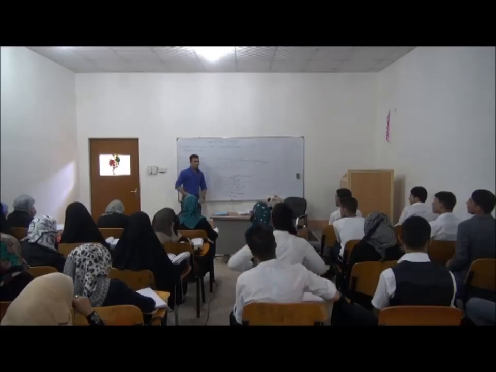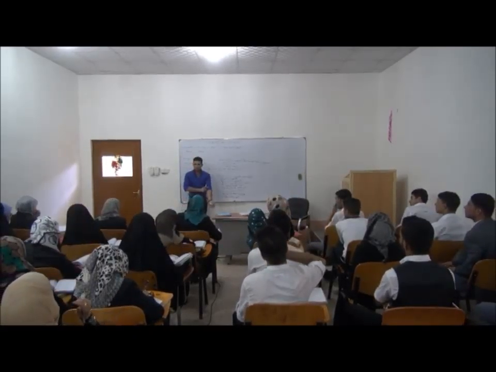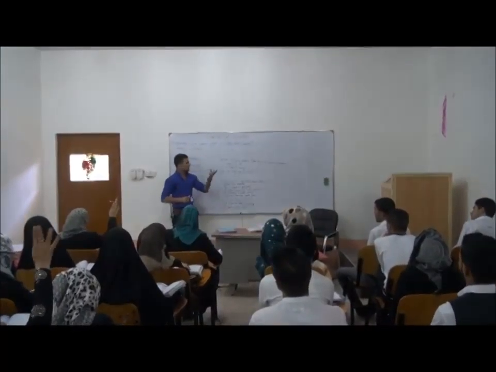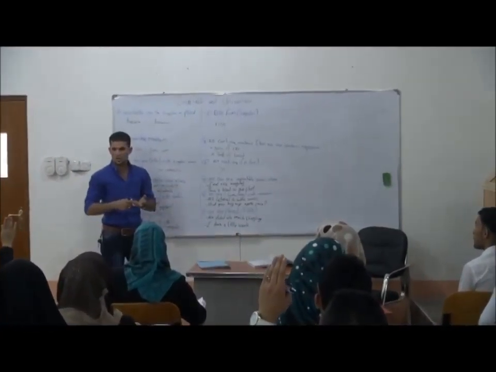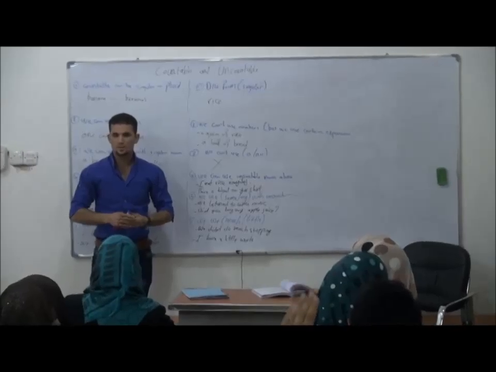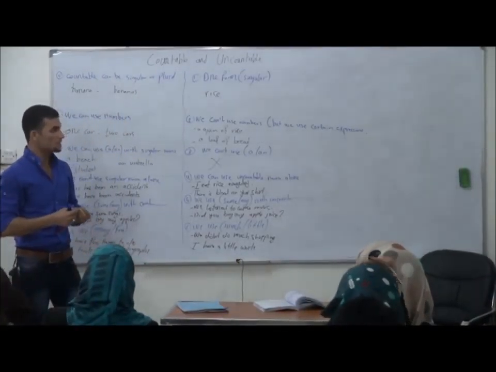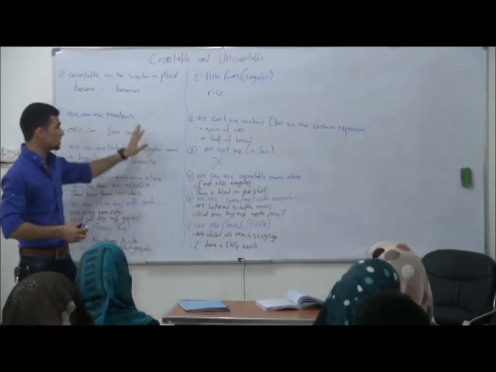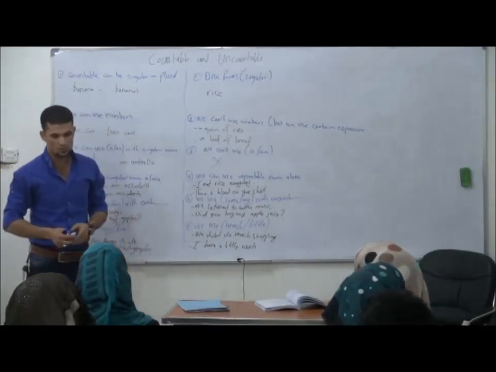Countable and uncountable nouns, or adjectives, or what? Countable is an adjective. The noun from countable is count. No, I mean countable nouns. Are we talking about adjectives or nouns? Nouns, yes. So the noun that can be counted, not the verb, not the adjective, because adjectives cannot be counted. So we have countable and uncountable nouns.